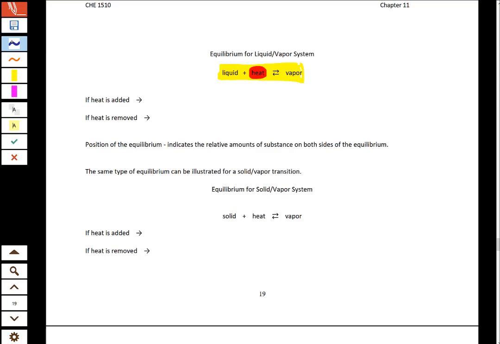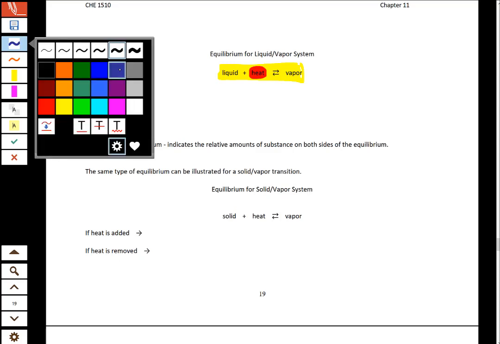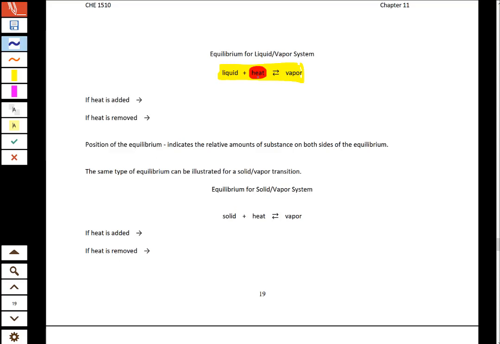So if we push heat into the system, it forces more vapor to form. So we get more vapor. If we remove heat from the system, we see the opposite thing happen. We see condensation. As we take heat out of the system, we get more liquid.